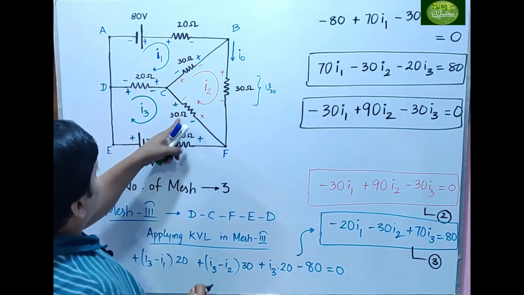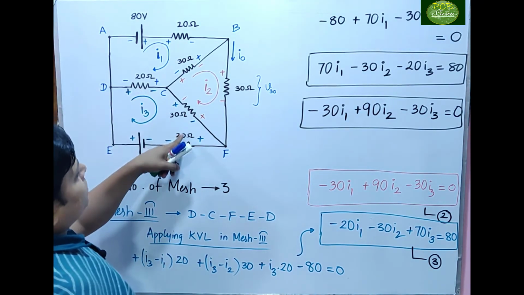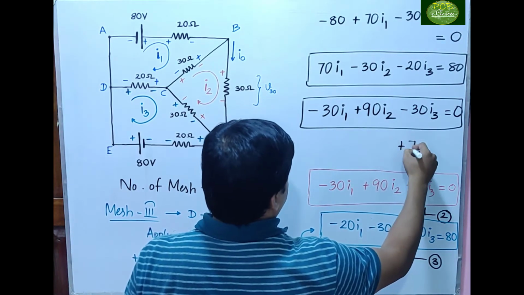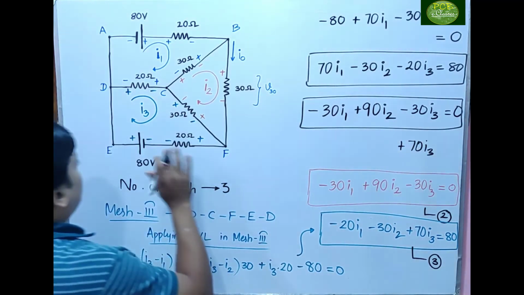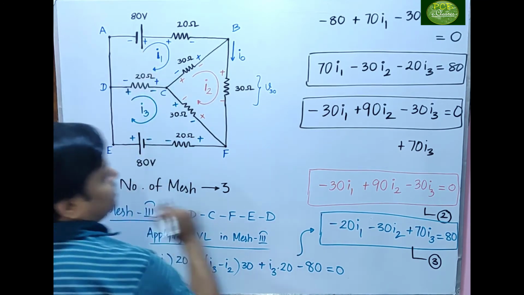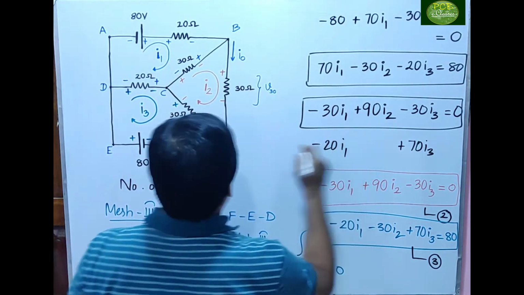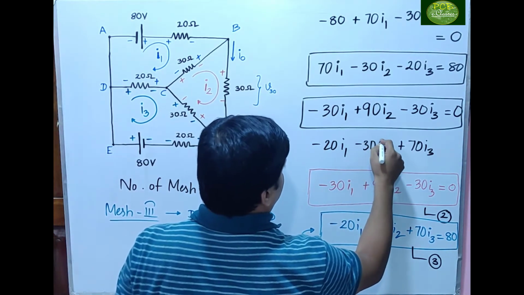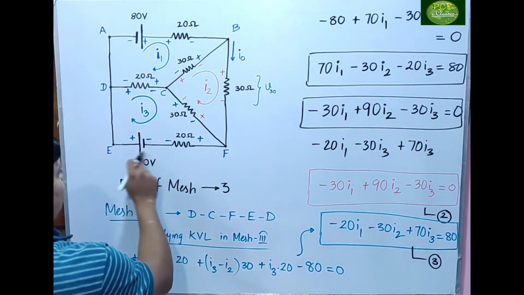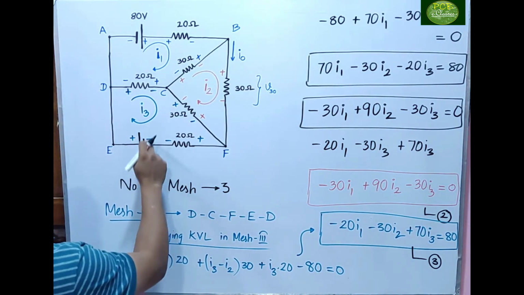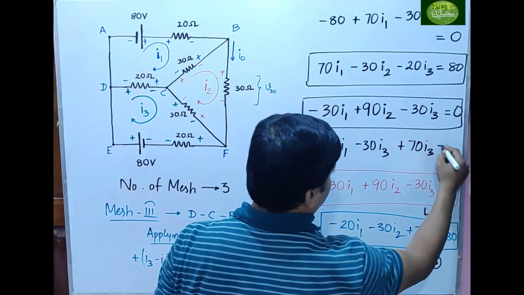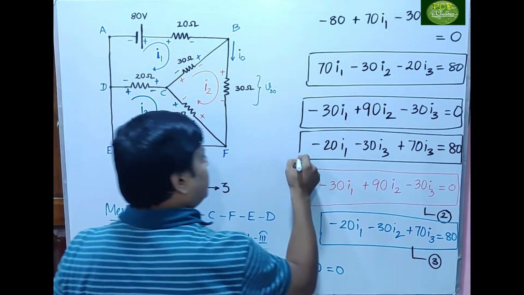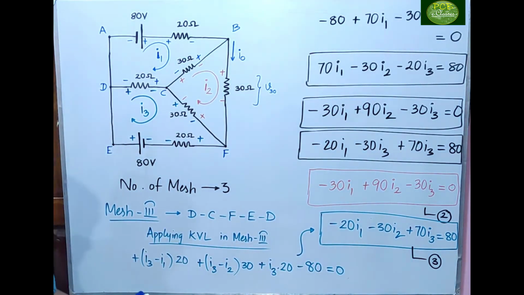Similarly the third one. See here, 20, 30, 20. How much? 70. Which current is flowing? I3. So write plus 70 I3. Over here 20, I1 is flowing. So minus 20 I1. Where is the other current flowing? Here I2 is flowing. So minus 30 I2. Any voltage source? Yes. It is entering at negative, minus 80. So on this side it will be plus 80. So this is my third KVL equation, or the third mesh equation.